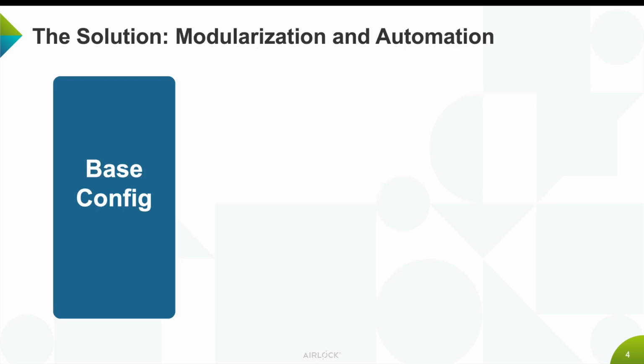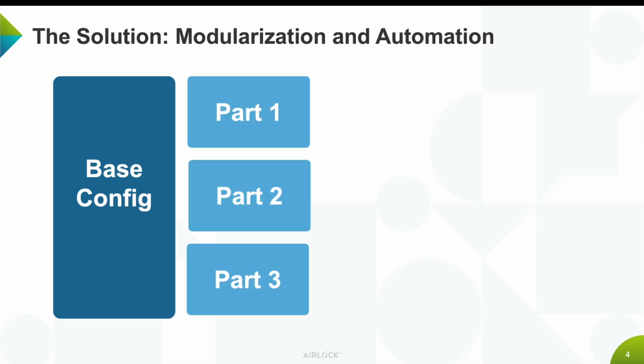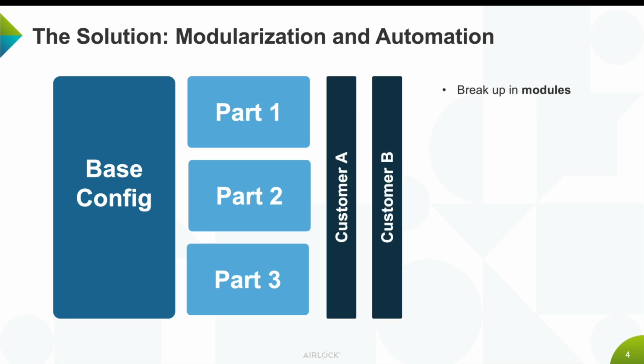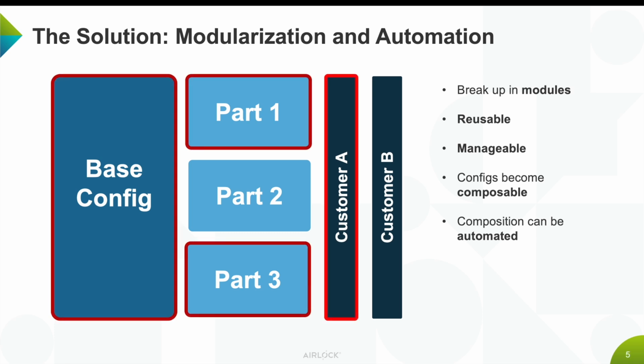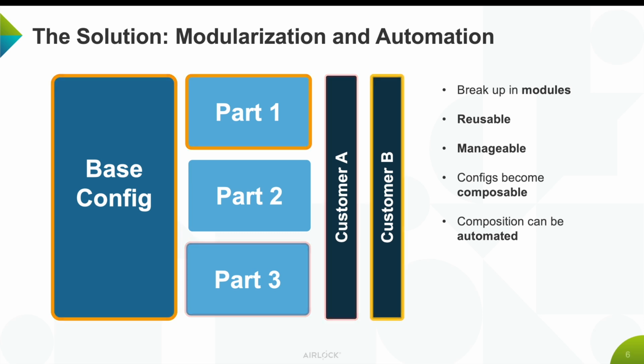To achieve this, we introduced features that allow IAM configurations to be designed as a set of reusable and manageable modules. Configurations become composable and can be automated using new command line tools. For example, the target configuration for customer A is composed using the red part. The configuration for customer B, on the other hand, is composed using the yellow parts.